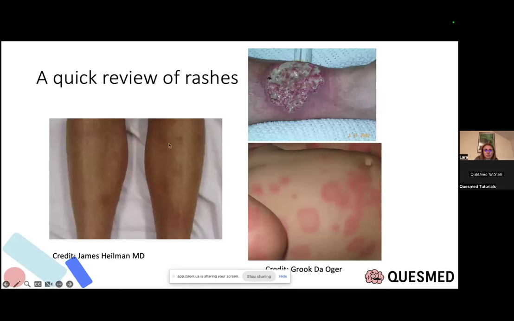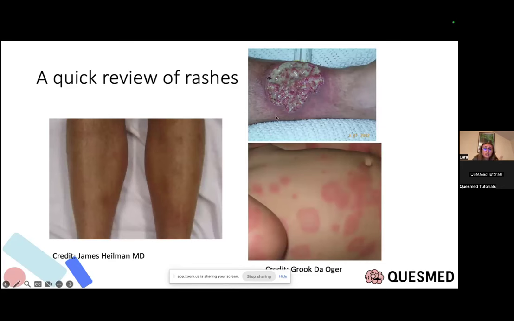Right, quick round of what's the rash? What's this one? Erythema nodosum? Absolutely. What's this one? Someone's put a Marjolin's ulcer. There we go. Pyoderma gangrenosum.